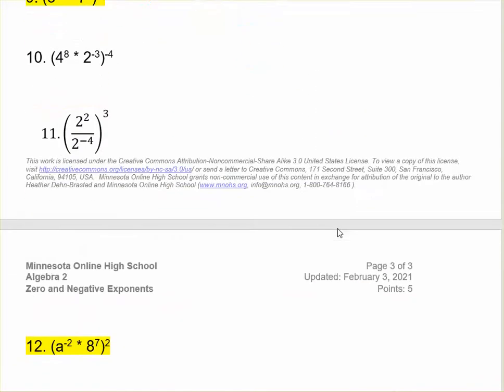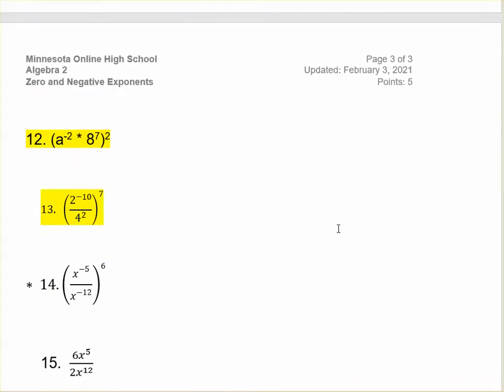And then one more, maybe two more that we're going to look at, number 14 on your worksheet. We have x to the negative 5th over x to the negative 12th, all to the 6th power. There's more than one way to do this, but I'm going to first write this fraction with positive exponents, because I can bring x to the negative 5th down to make it positive, and I can bring x to the negative 12th up to have a positive exponent. So basically you flip-flop them, and you'd have x to the positive 12th over x to the 5th, raised to the 6th. And then I'm going to simplify this using the quotient rules that you did on your last worksheet.